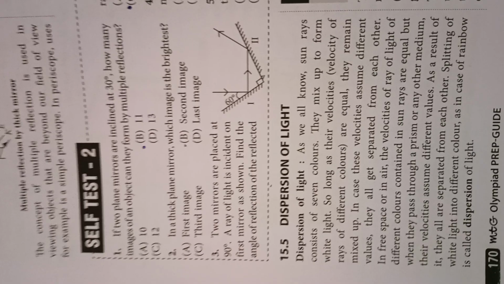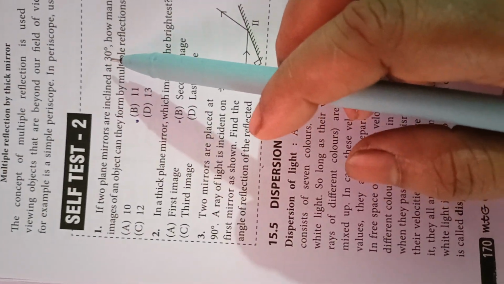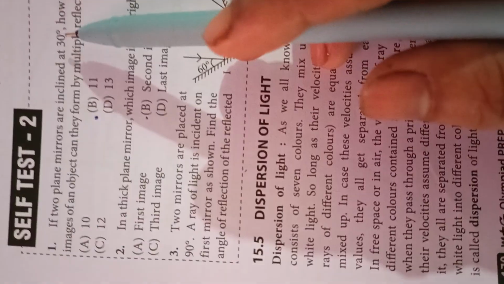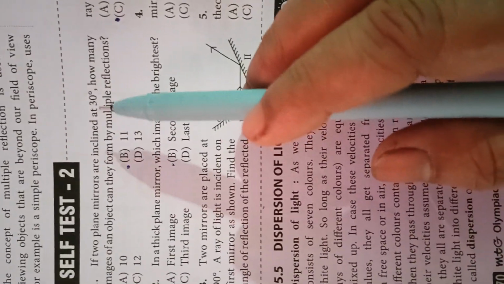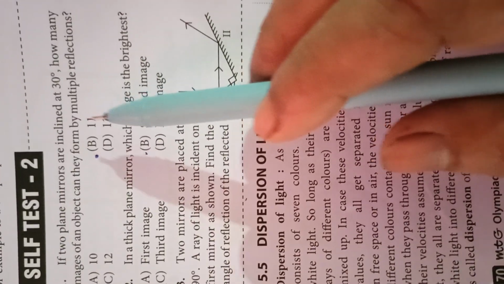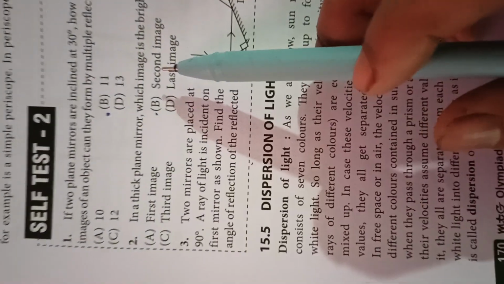Okay students, see the questions. This is the question. If two plane mirrors are inclined at an angle 30 degree, how many images are formed? What is the angle between them? 30 degree. Theta is equal to 30, using the formula, n is equal to 360 divided by 30 minus 1 equal to 11, the number of images. In a thick plane mirror, which image is the brightest? First image, second image, third, last image? Second image.